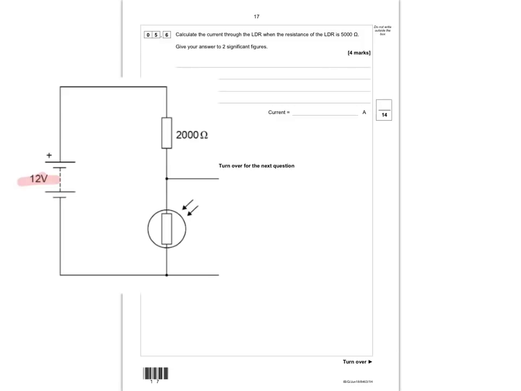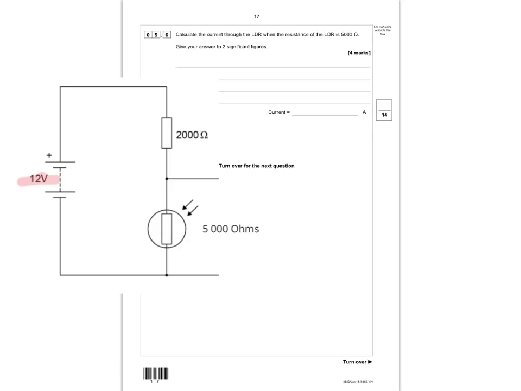So I've now dropped in the figure, so we've got this to refer to through this question. So we've got 12 volts here. It tells us that our value for our LDR is 5000 ohms, and we've also got that our value for the fixed resistor is 2000 ohms.